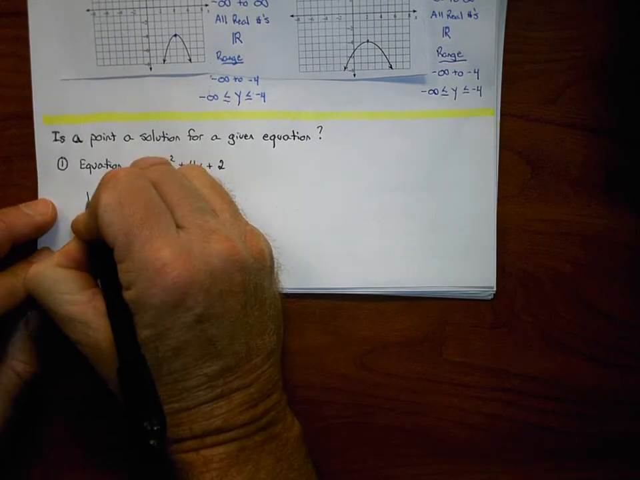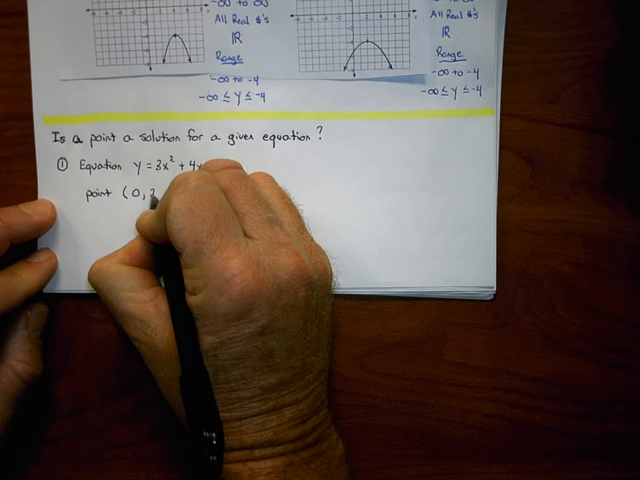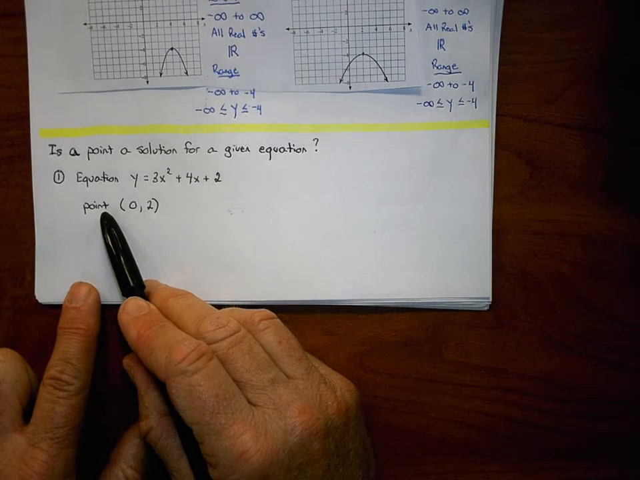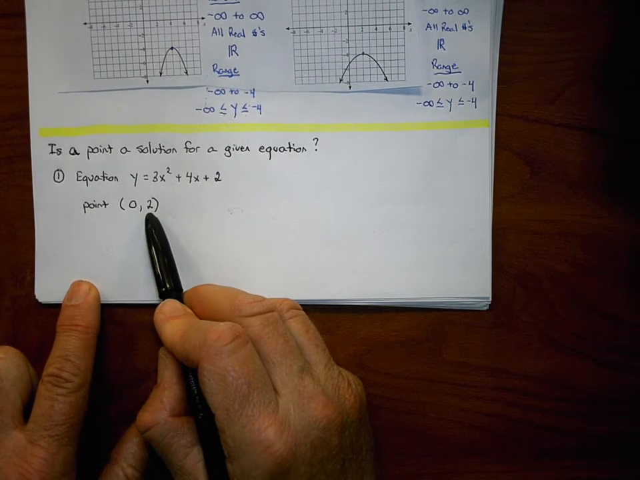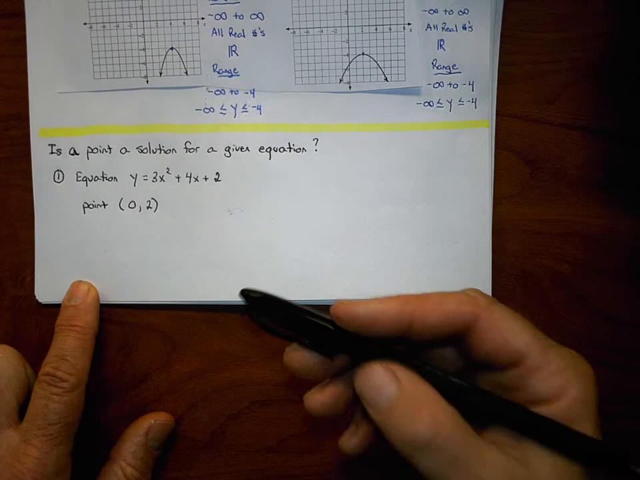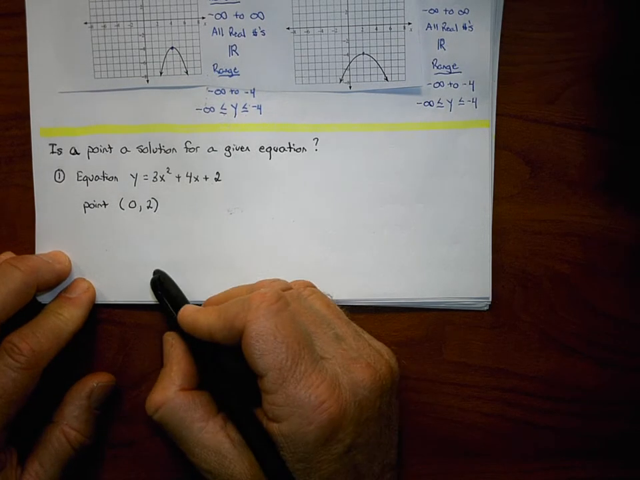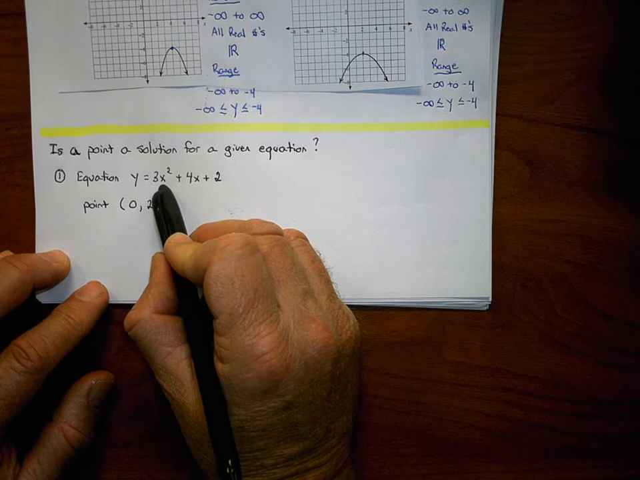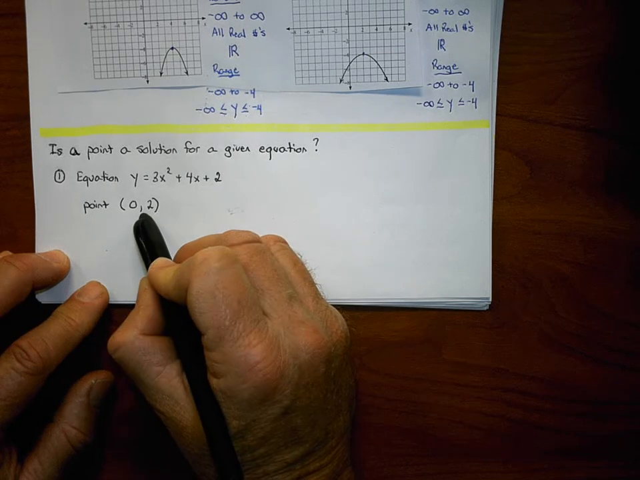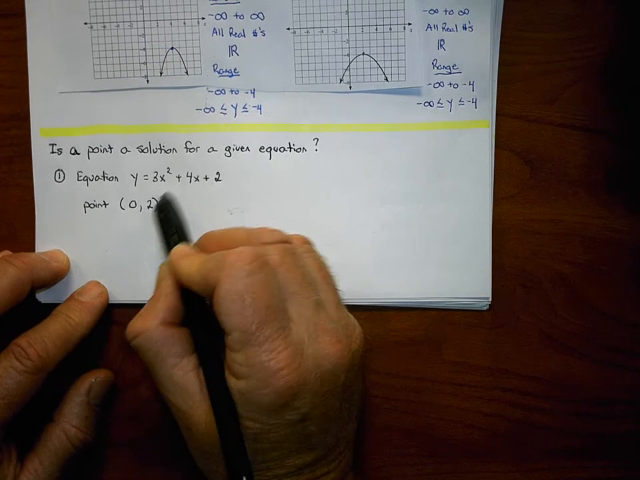Then I'm going to give you a point. Here's the point: (0, 2). So here's what I'm asking in this problem. Is that point that has the coordinates (0, 2) a solution to this particular equation? Obviously you could immediately say yes or no, and you have a 50-50 chance of getting it right. But here's what I'm technically asking you: if you were to graph this equation and get a parabola, would that point actually be on the parabola? That's what I'm asking.